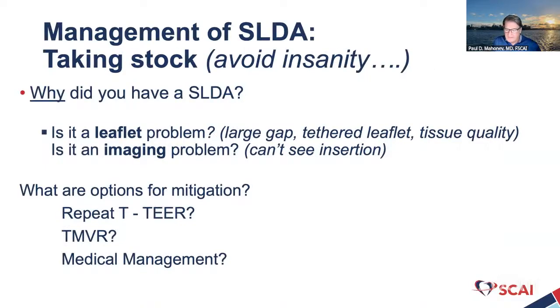If you do have an SLDA, if you didn't listen to Dr. Price or Dr. Singer, you just got unlucky. You have to critically appraise what happened. Insanity is defined as doing the same thing over and over again and expecting a different result. So don't just go put another clip on in the same manner and get a second SLDA. So why? Is it a leaflet problem? Large gap, tethered leaflet, or tissue quality? Or is it an imaging problem? You just can't see the insertion well enough. And what are your options for mitigation? Can you do a repeat TEER? Can you do TMVR? Can you do medical management?